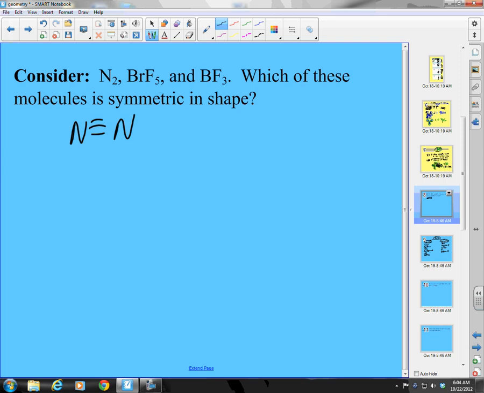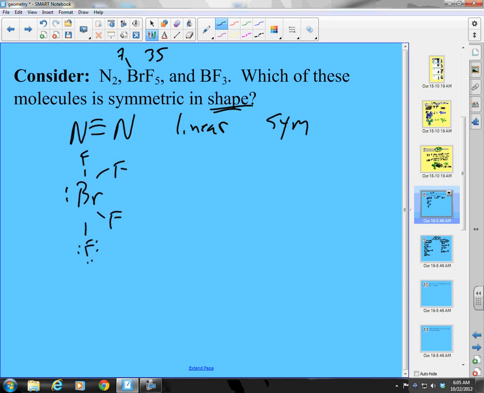Nitrogen is what? Well, anytime you have two atoms, it is linear, meaning this is symmetric in shape. Bromine pentafluoride, what do I have here? I have 7 and 35. I need 42, which means it looks like this, I believe, right? And we put our unshared pairs around. Good. And what kind of shape do I have here? This is seesaw. And if it's seesaw, this is asymmetric.